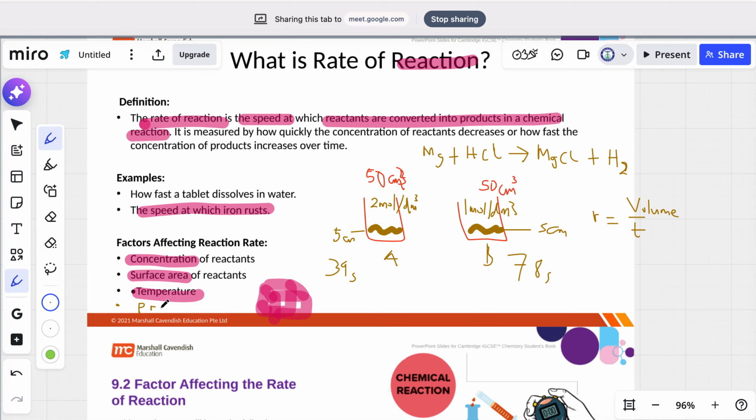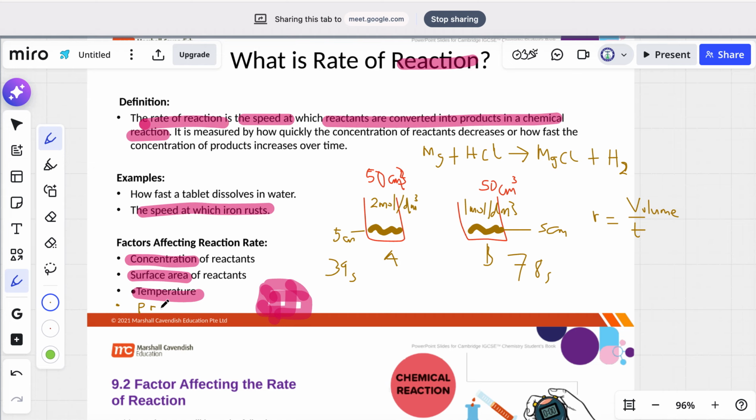Let's add another one, the fifth one. Let's say using a catalyst. If you use a catalyst, it will speed up the rate at which a reaction will take place. Why is that? Because a catalyst will lower the activation energy. Catalyst will lower the activation energy, speeding up the rate at which the reaction will happen. So this is the rate at which the reaction takes place.